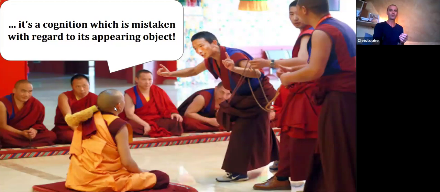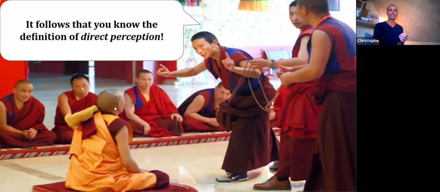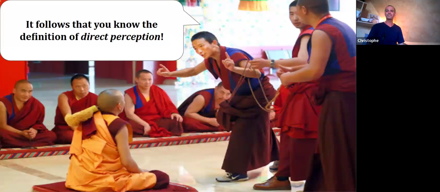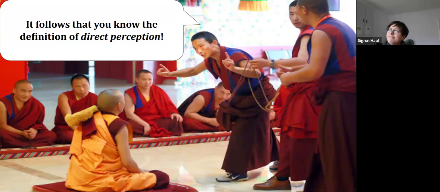Okay. So it follows that you know the definition of a direct perception. I just gave it five minutes ago, but I'm telling so much blah blah that we can drop it so easily. Free from conceptuality and non-mistaken. Yes, exactly. So just being or a cognition. A cognition. Yes, very good. A cognition.